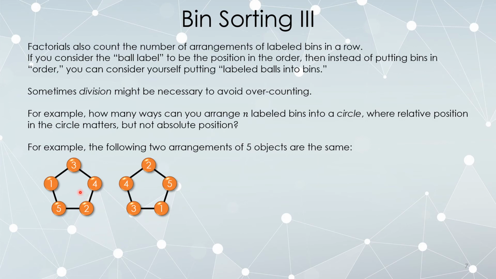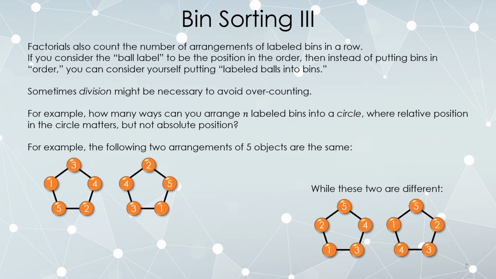This arrangement is just a rotation of this one. If I rotate this 2 steps in the clockwise direction, I'll just end up here. So since these are rotations of each other, while their absolute positions have changed, their relative positions to one another have not. So these are considered the same arrangement. These, however, are different. If I tried to start here, I would see 2, 5, 4. So 5 comes after 2. Now, if I start here, I would go 4, 3, 1, 2, 5. 5 still comes after 2, directly after it.